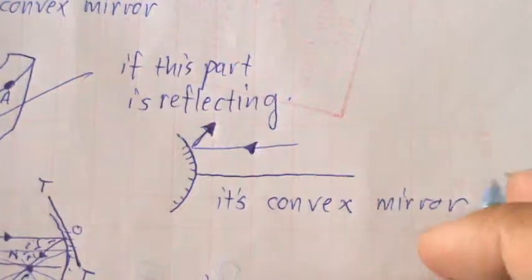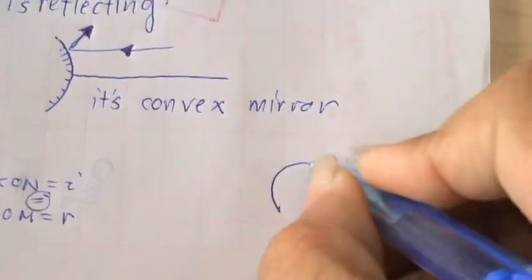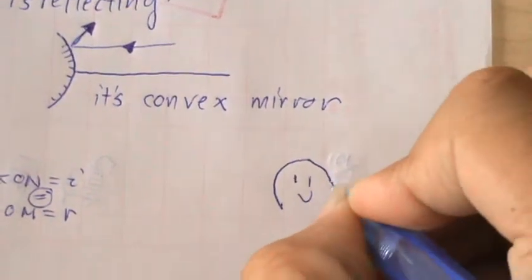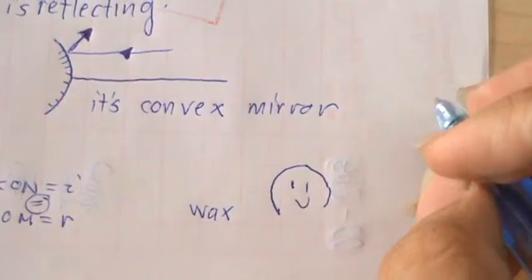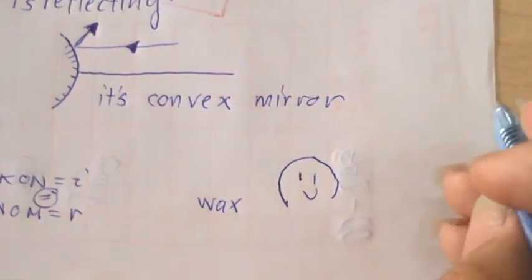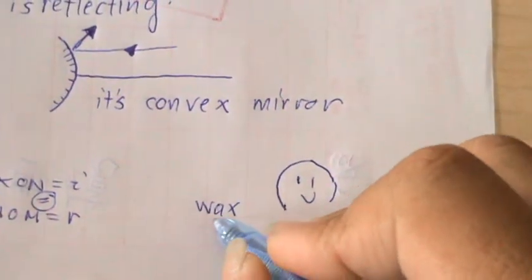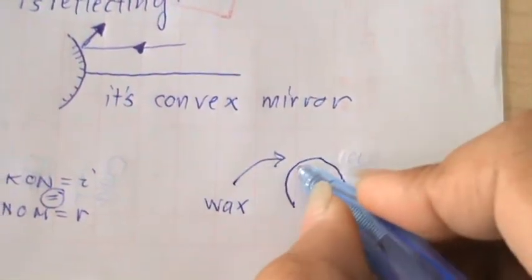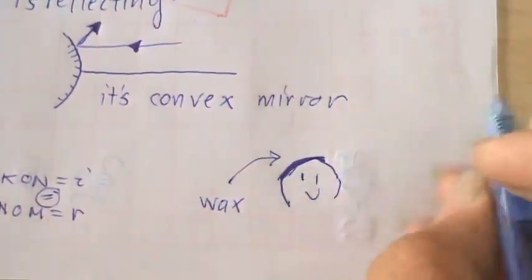So for this convex mirror, there's a silly story to remember. Imagine your head. Here's your head. Do you wax your hair? I mean, you don't really wax your hair, you just use gel to gel your hair. But I like to go a bit crazy. Use some wax to wax your head. Your head is actually a convex shape. You see? Curve out. So this one looks like your head.